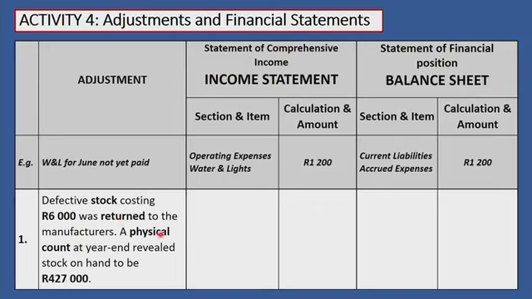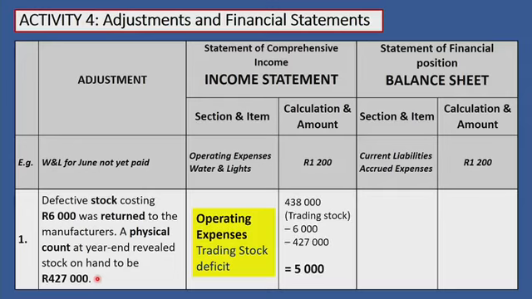Now, the physical stock take means we are now going to have to see, after the 6,000 Rand is returned, what my trading stock deficit or surplus will be. Although I've already said it's an operating expense, remember it's because I did the calculation already. It could have been trading stock surplus, which is an income. But if you look at the stock in the trial balance, this amount, minus the return, minus what we really have according to the stock on hand, gives me a 5,000 shortage, which is, of course, a deficit.